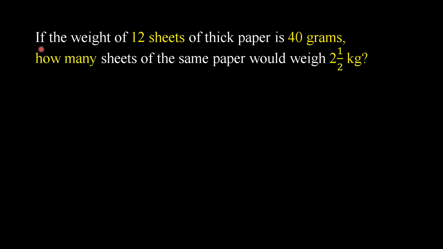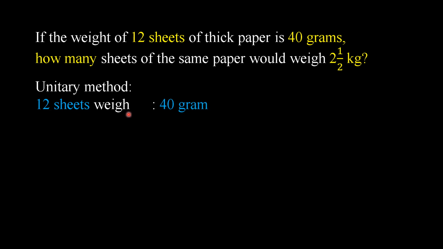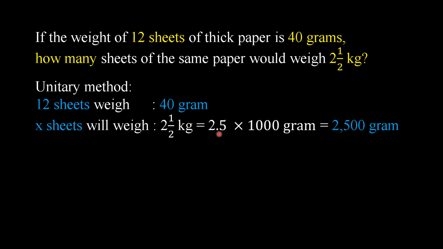If the weight of 12 sheets of thick paper is 40 grams, how many sheets of the same paper would weigh 2.5 kg? We will use unitary method. In this, we write 12 sheets of paper weigh 40 grams. It is given here. We will assume x sheets of paper will weigh 2.5 kg. That will be 2.5 multiplied by 1000 gram. That will be 2500 grams.